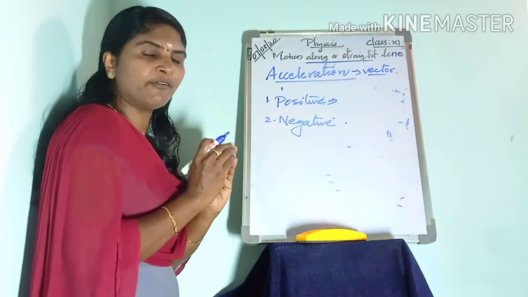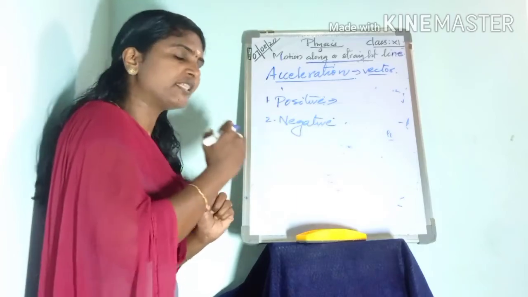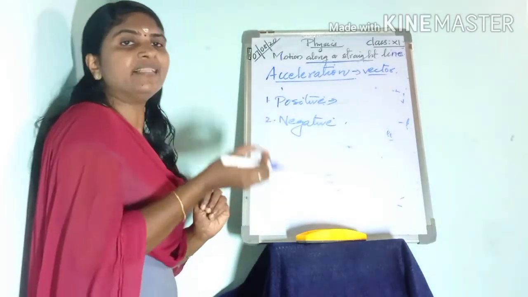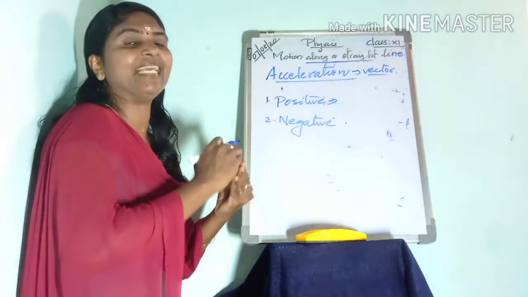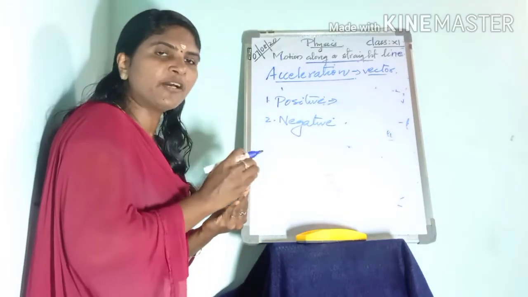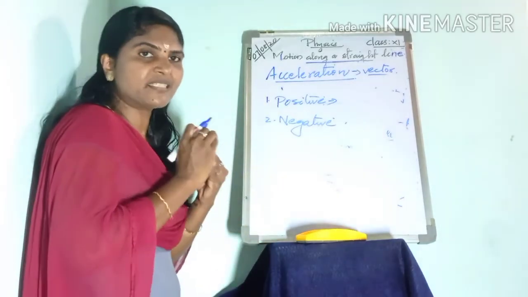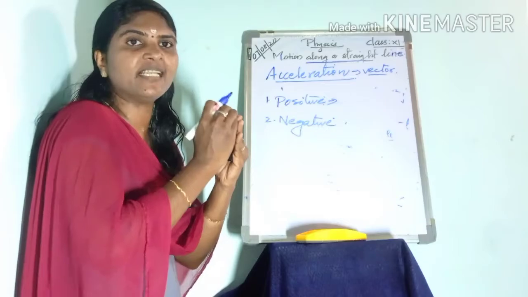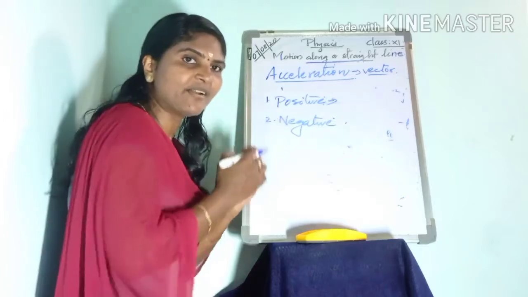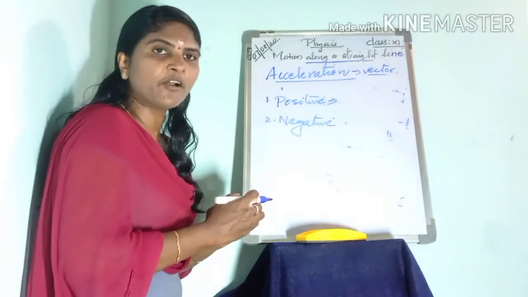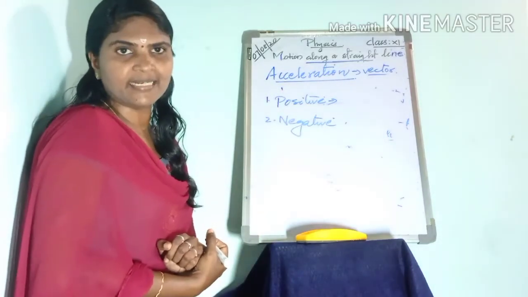Suppose a bus starts from rest or starts to move, what happens is the velocity goes on increasing. In this case, the acceleration becomes positive. That means if the velocity of an object increases, the acceleration is called positive acceleration. When a bus starts to move, what happens to its speed or velocity? It goes on increasing. In that case, the acceleration is positive. So what is positive acceleration? If the velocity of an object increases with time, then the acceleration is called positive acceleration.